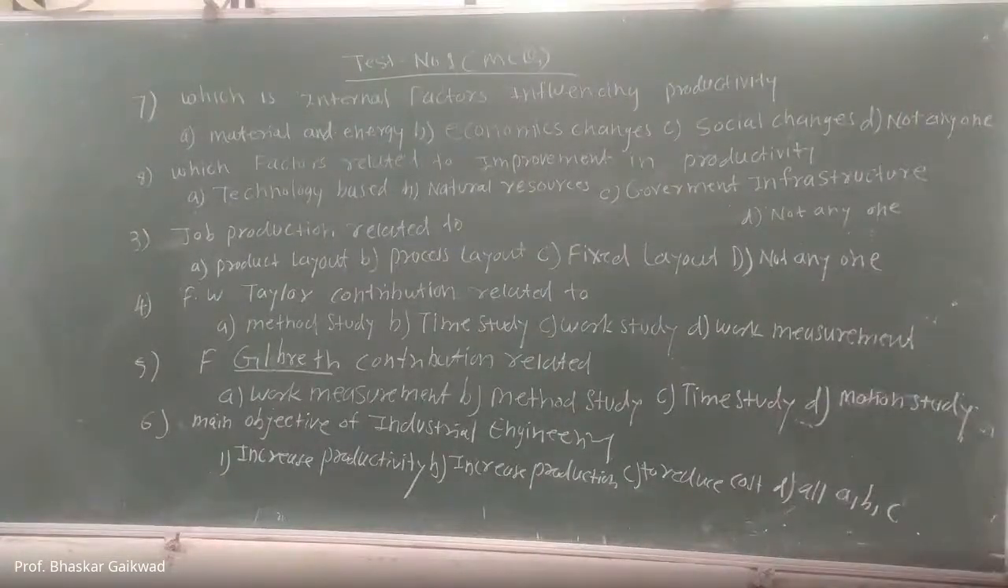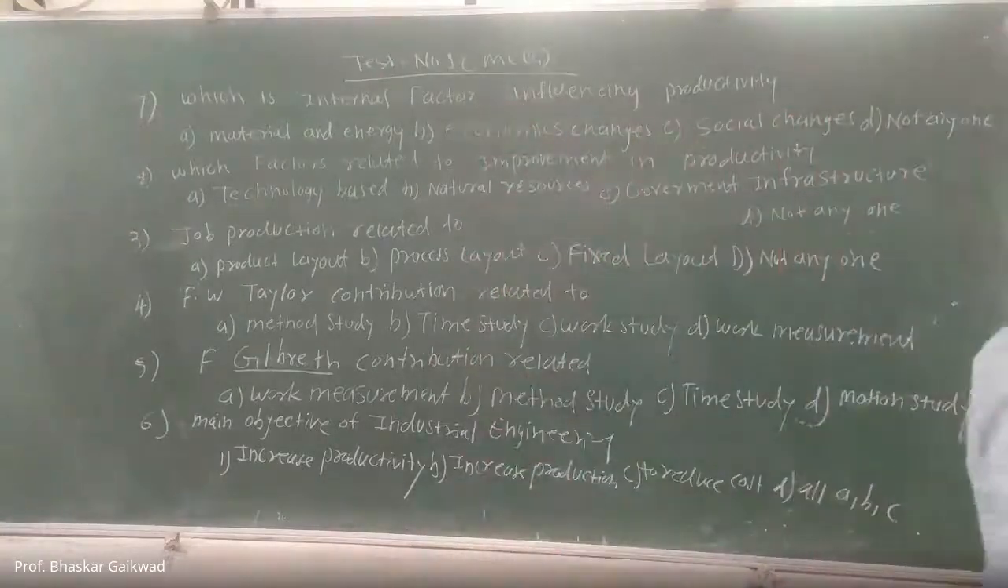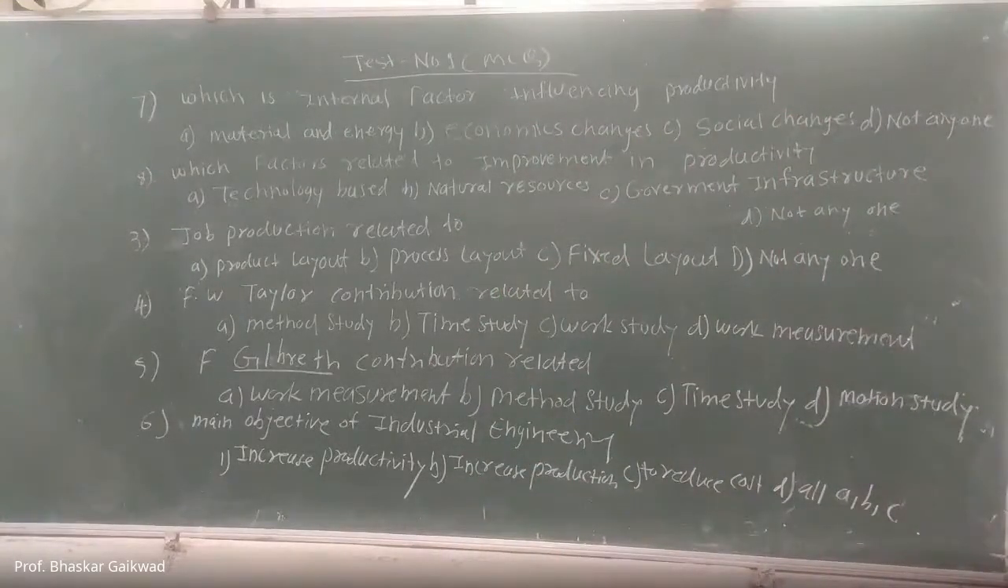So question number 7, I will read. Which is the internal factor that will affect the productivity? Here the word is influencing, meaning affecting. So alternative one is the materials and energy. B is economic changes. C is social changes. Not anyone means not A, not B, not C.